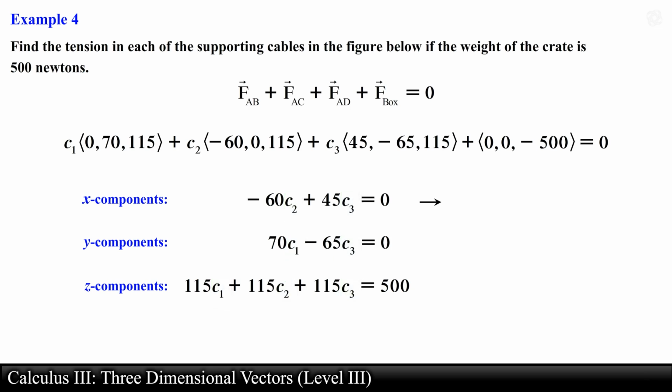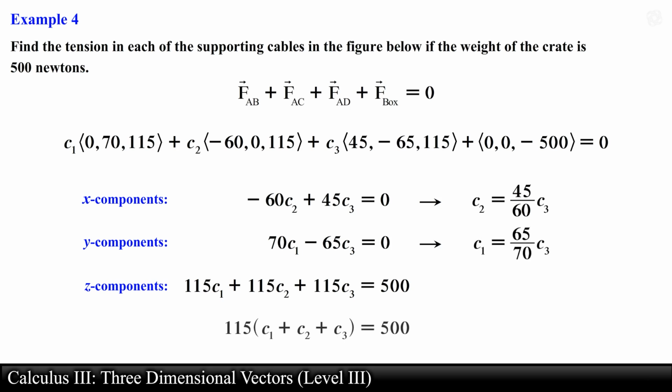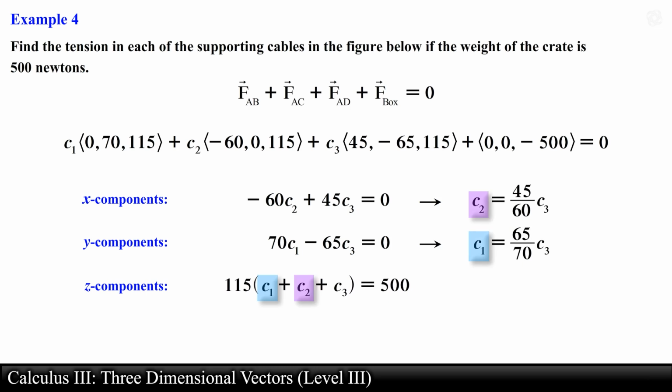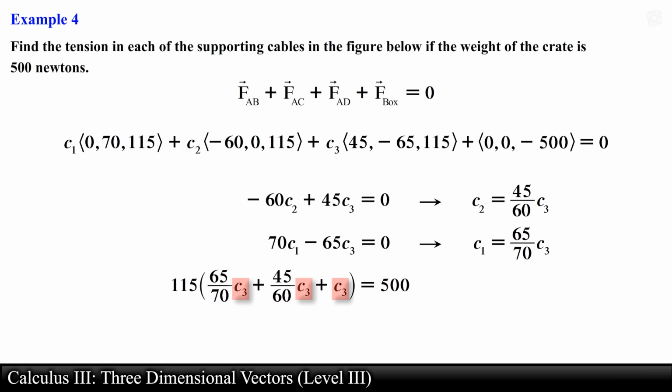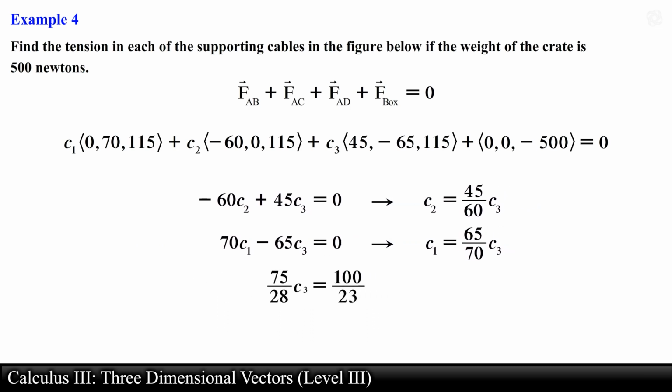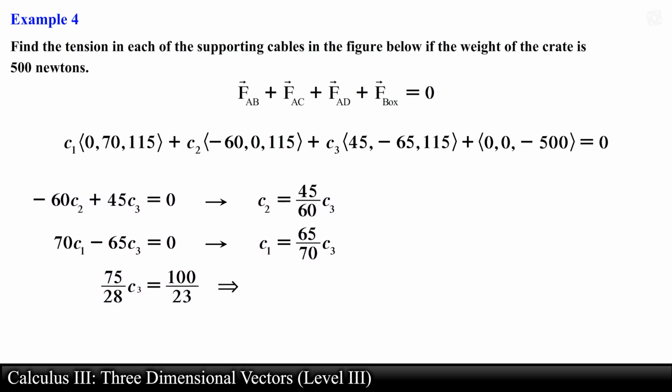Using the first equation, we go ahead and solve for c sub 2. And using the second equation, we go ahead and solve for c sub 1. This allows us to substitute these constants into the third equation, reducing it into an equation with a single variable. From here, it is just a matter of collecting like terms and solving for c sub 3. Simplifying the expression, we obtain the following value for c sub 3. Now we go ahead and solve for c sub 1 and c sub 2. Doing that, we obtain the following values.